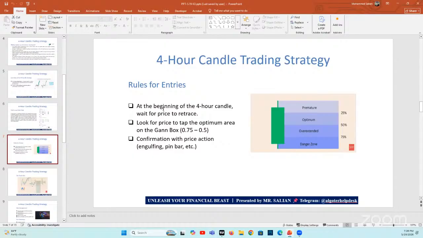Number two, look for price to tap the optimum area on the gun box, 0.75 to 0.5. So this is the one, the optimum area, somewhere around here.